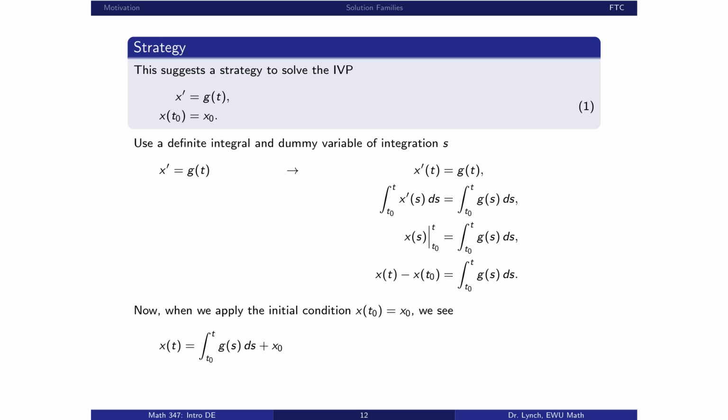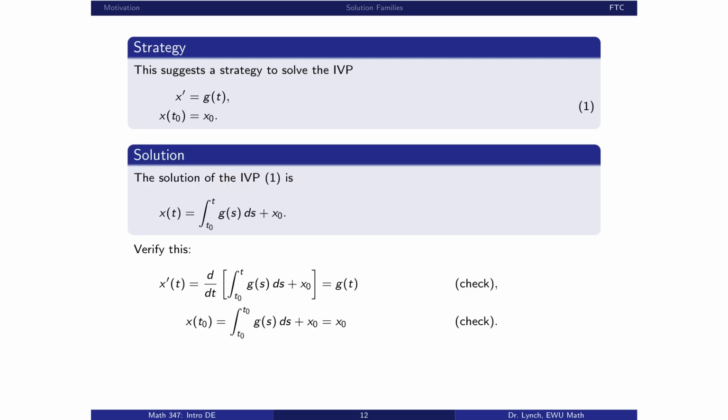So just as a check, it's really quick to see that this integral expression, x of t, is the definite integral of g of s ds from t naught to t plus x naught, is a solution of our initial value problem by just plugging it in. So on one hand, the derivative x prime is the derivative of the integral, and by the fundamental theorem of calculus, the derivative of the integral is g. Of course, the derivative of x naught is 0, it's a constant.